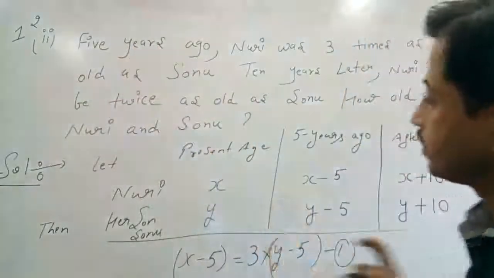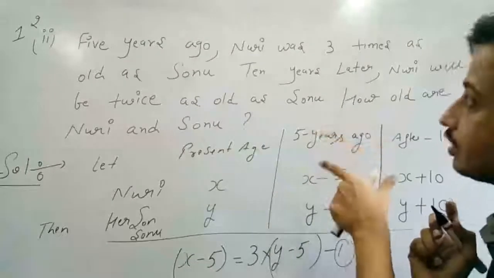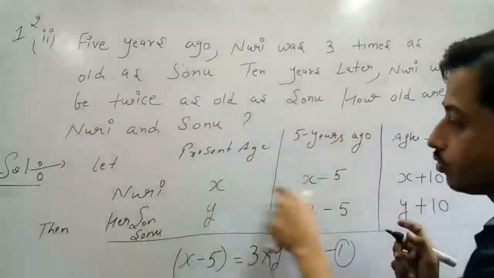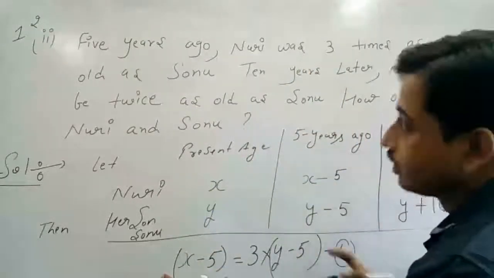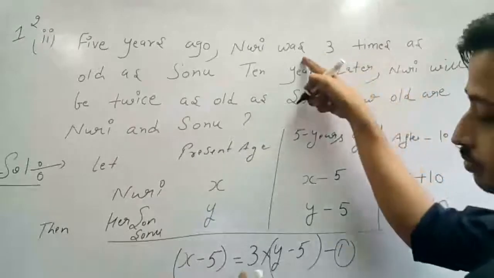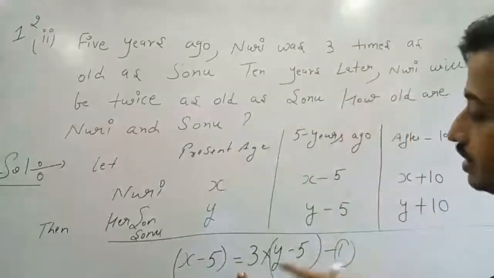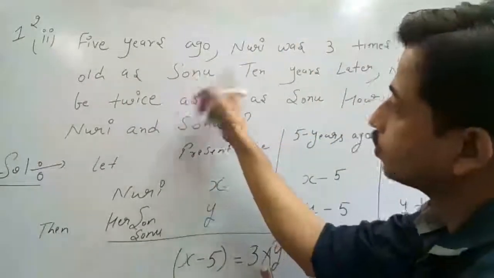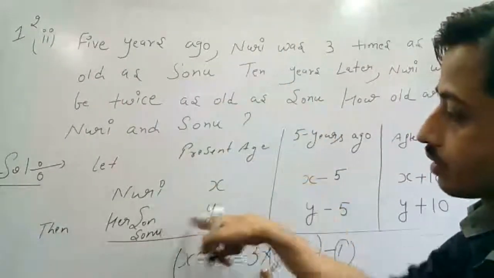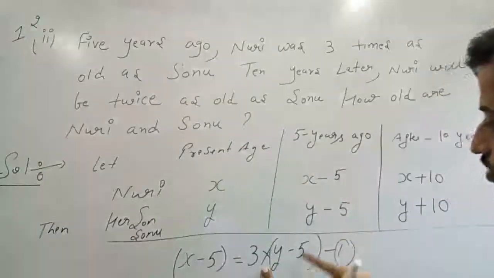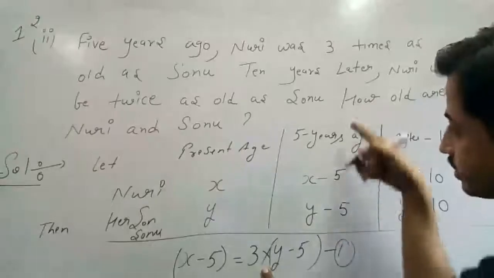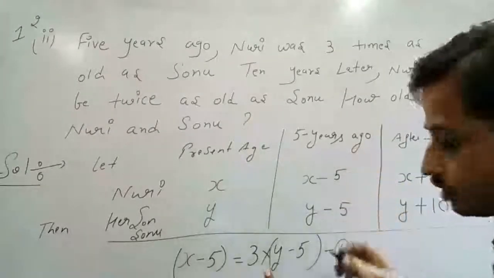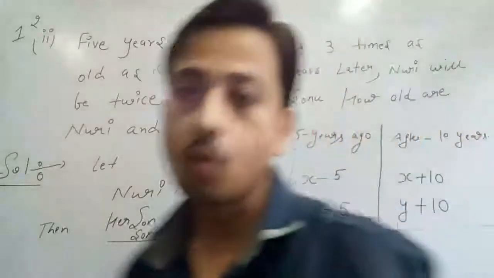5 years ago. It means we are talking about this age. Noori. What's the age of Noori? X minus 5. Was means equal. 3 times means 3 multiply. As Sonu. Sonu is what? Y minus 5. This is the age before 5 years. So this becomes equation 1.